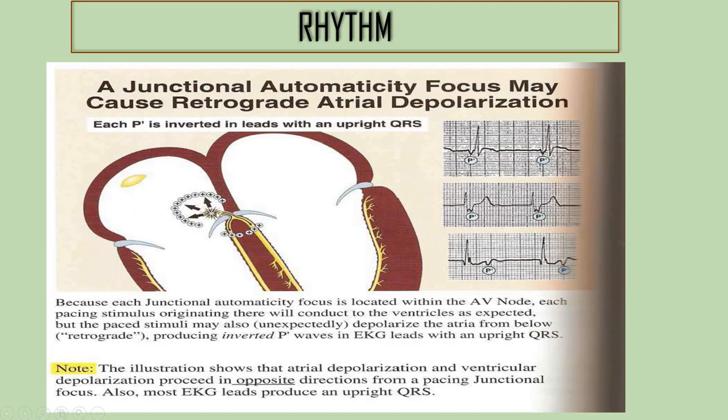Because each junctional automaticity focus is located within the AV node, each pacing stimulus originating there will conduct to the ventricle as expected, but the paced stimuli may also depolarize the atria from below, that is, retrograde, producing inverted P prime waves in ECG leads with an upright QRS. The illustration shows that atrial depolarization and ventricular depolarization proceed in opposite directions from a pacing junctional focus. Also, most ECG leads produce an upright QRS.